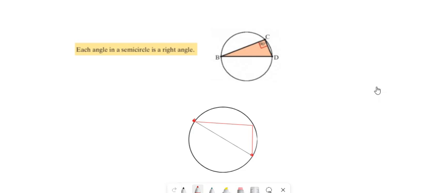If I drew it somewhere else, so if I drew it towards the middle, again, that has to be a right angle there. So it doesn't matter where, as long as you draw 2 lines from both ends of the diameter to the circumference, it has to make a right angle. So that's that one.